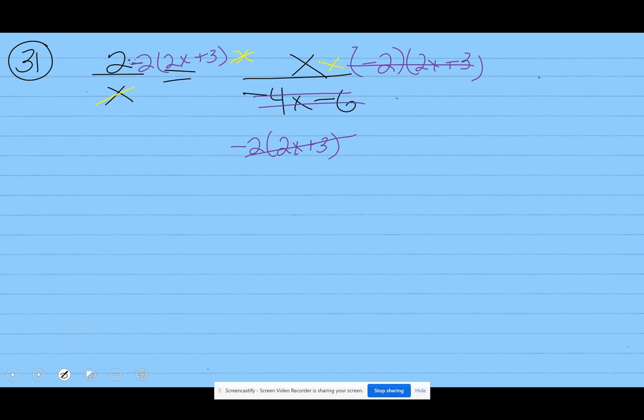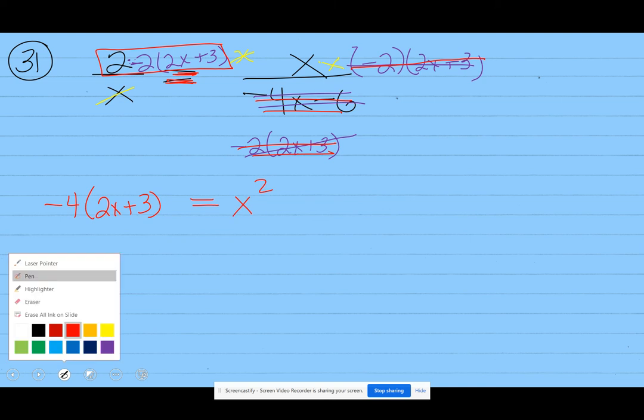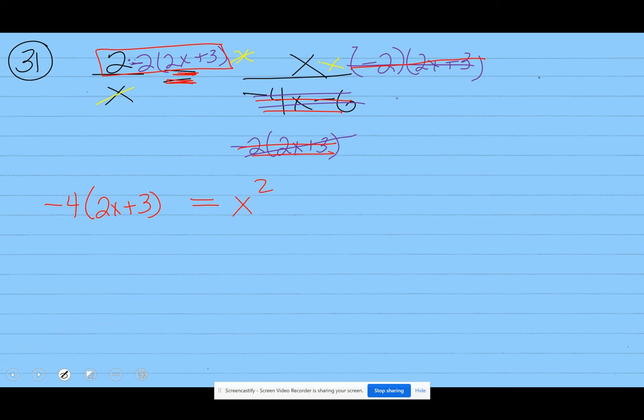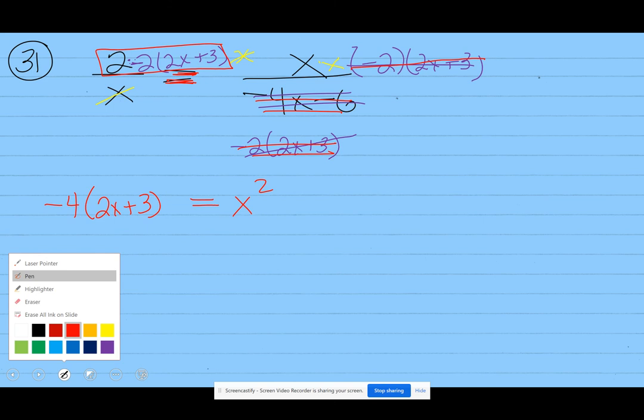Like, I have no idea what you have written up here. Look very carefully. I have negative 4 parentheses 2x plus 3. There's my equal. It's still in there. And that's all gone. And that's all gone. I have x squared. This is an x squared problem. We solve x squared problems by making them equal to 0.